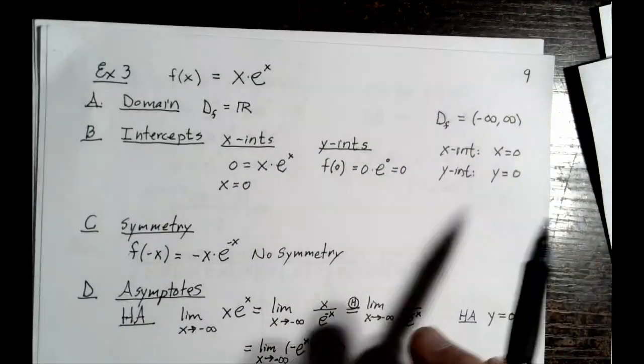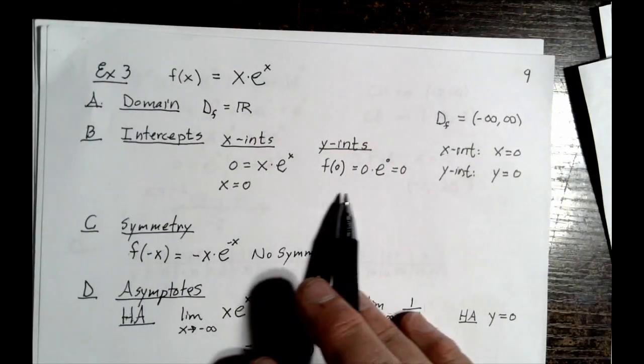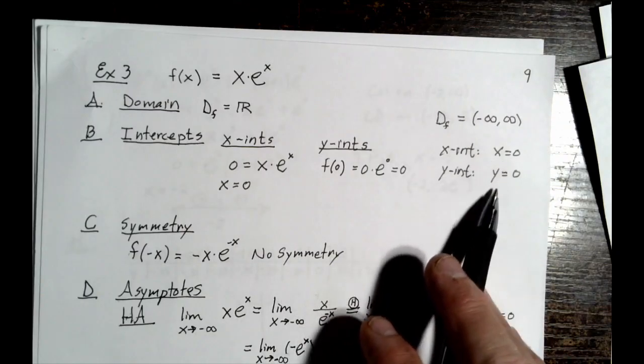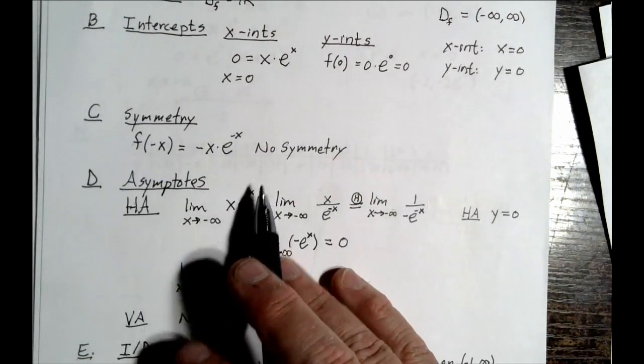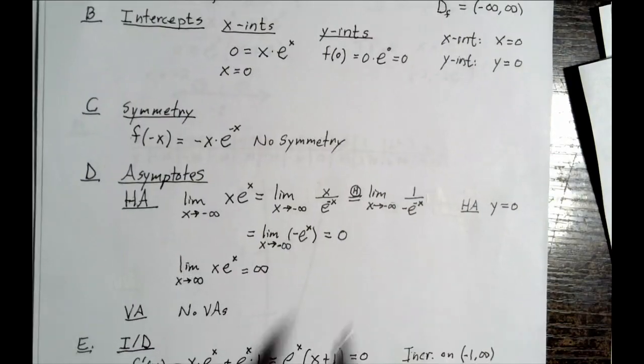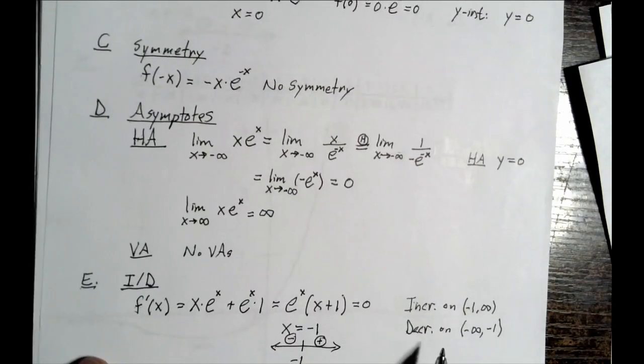Number 3, your domain is everything. Your intercepts are x equals 0 and y equals 0. It doesn't have symmetry. It has a horizontal asymptote at y equals 1. It doesn't have a vertical.